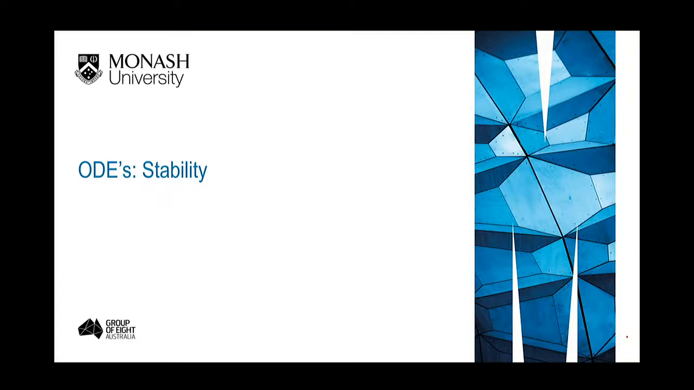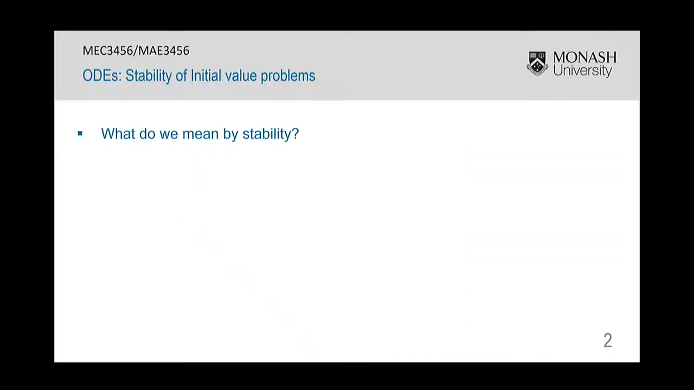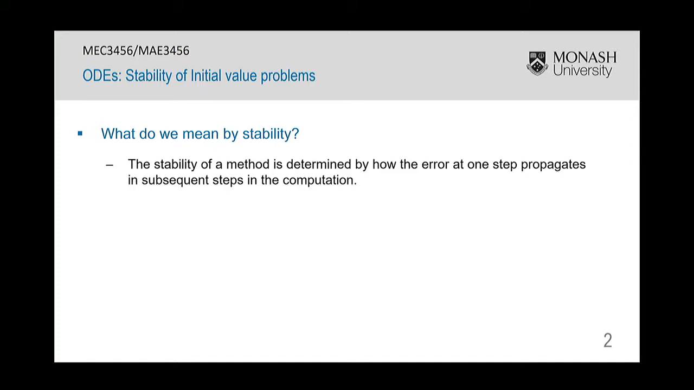When considering the numerical solution of ordinary differential equations so far, we have been concerned primarily with accuracy and, to a lesser extent, with the efficiency of the method. However, there is a third thing we need to take into consideration, and that is the stability of our solution method. So what do we mean by stability?